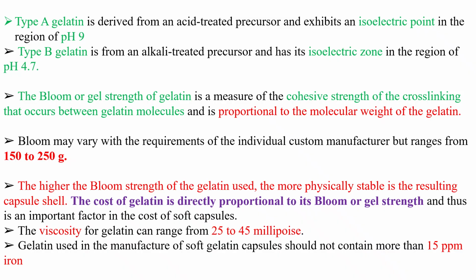Now, gelatin used in the manufacture of soft gelatin capsule should not contain more than 15 ppm iron. Iron should always be less than 15 ppm to pass the limit test of iron. Okay, so gelatin should not contain more than 15 ppm, parts per million, iron. You have to remember this one.